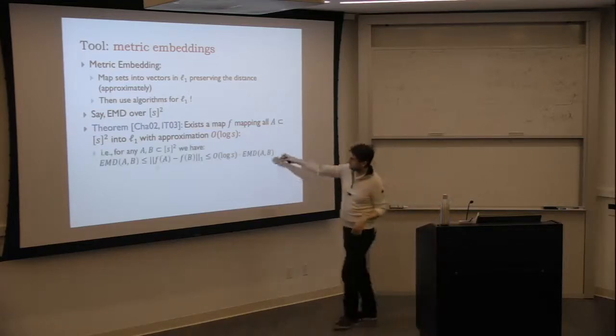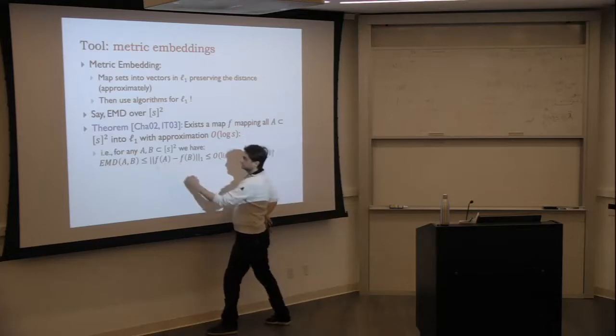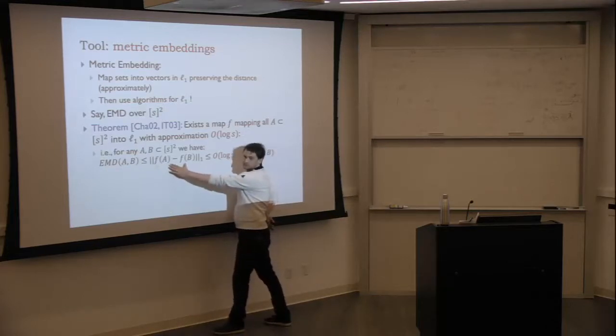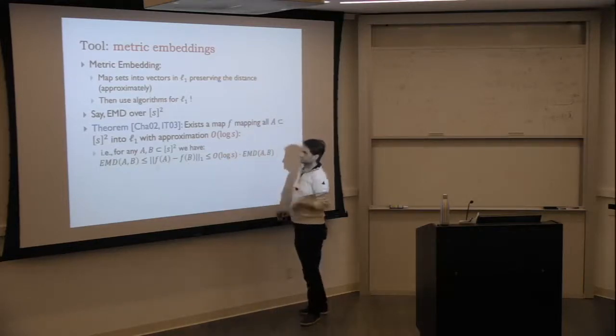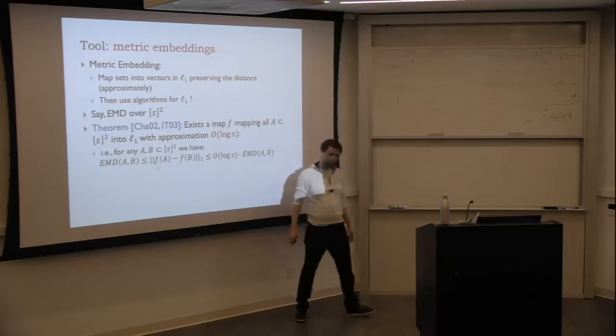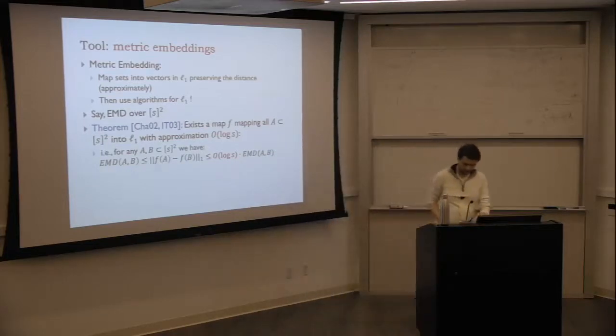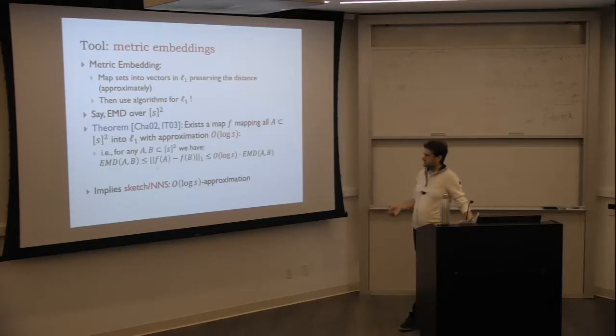Formally, what it means is that we have a map such that the L1 distance between the maps of two sets A and B approximates the EMD distance between sets A and B up to this factor of log S. And it implies a bunch of sketching results and nearest neighbor search with approximation order log S.